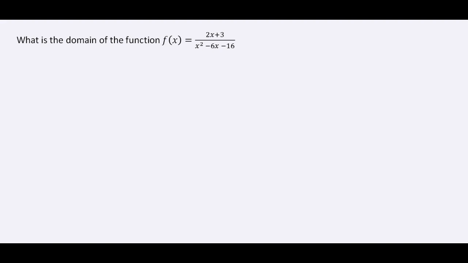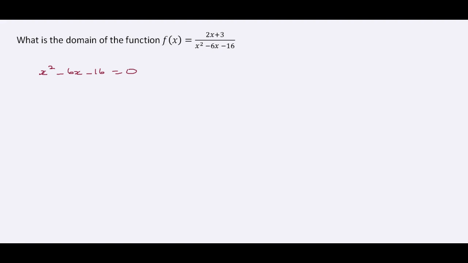Now, what is the domain of the function f of x equal to 2x plus 3 over x squared minus 6x minus 16? So we're going to first look for the zeros. So x squared minus 6x minus 16 equal to 0. Let's factor x squared minus 6x minus 16. You can either use the quadratic formula, or you can see if you can factor this.